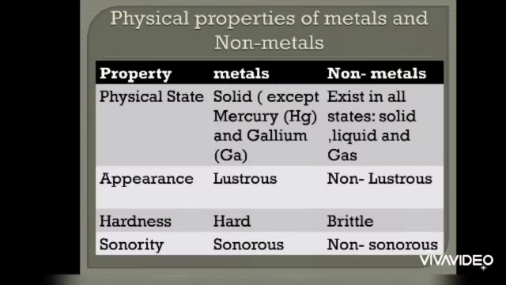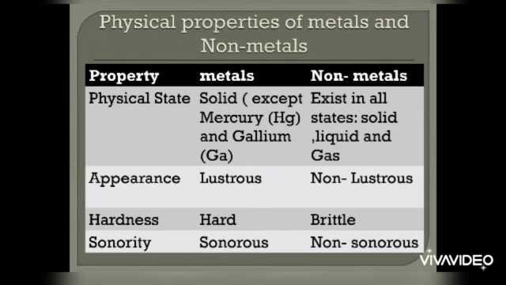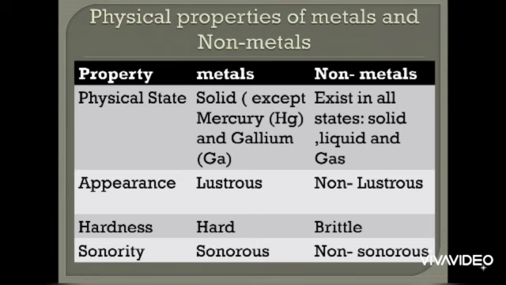Now we will discuss the comparative physical properties of metals and non-metals. First we will talk about the physical state. All the metals always exist in solid state, but there are a few exceptions like mercury and gallium, which occur in liquid state also. If we talk about non-metals, they exist in all the different states: solid, liquid and gas.